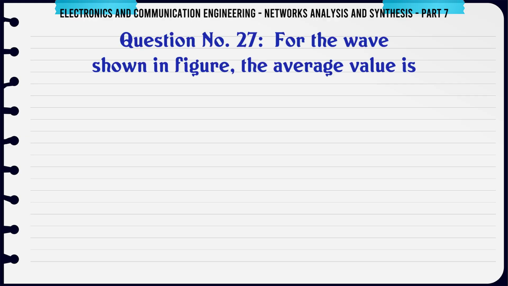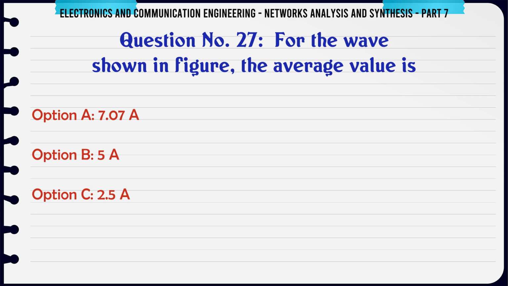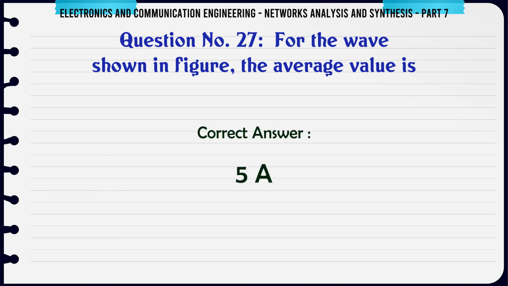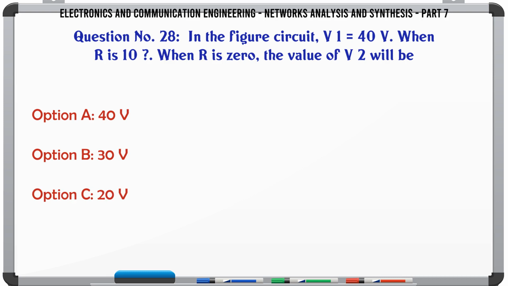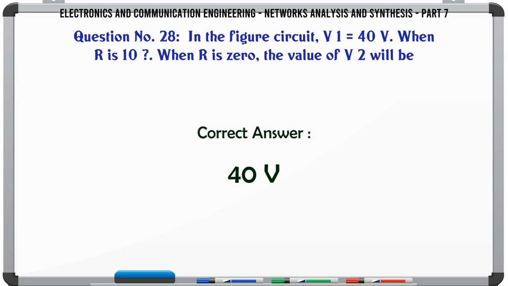For the wave shown in figure, the average value is A 7.07A, B 5A, C 2.5A, D 0.5A. The correct answer is 5A. In the figure circuit, V1 is 40V, R is 10, when R is 0 the value of V2 will be A 40V, B 30V, C 20V, D 10V. The correct answer is 40V.